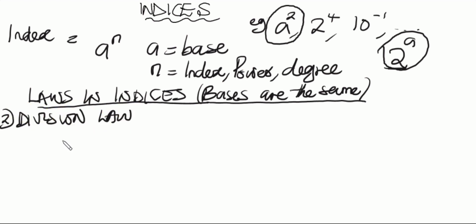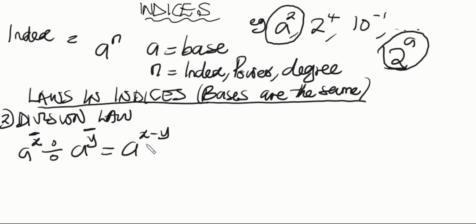Let's say we have a raised to the power x divided by a raised to the power y. The division law states that's going to be a raised to the power x minus y. Now note, I'm only subtracting the second index number from the first. I'm not doing a raised to the power y minus x. It is x first because x is the first and then y. So x minus y.